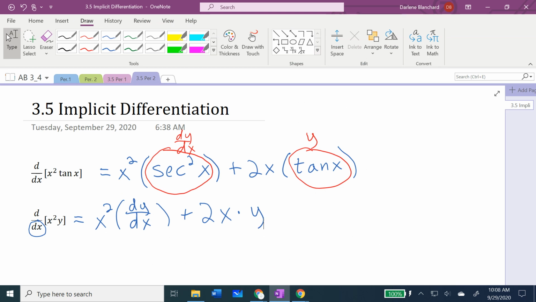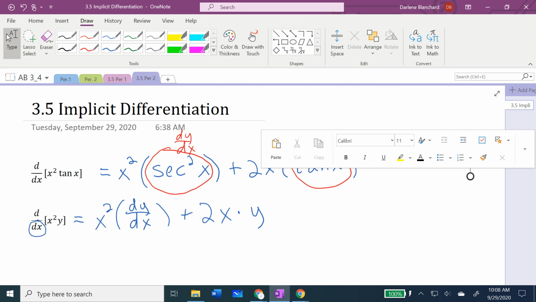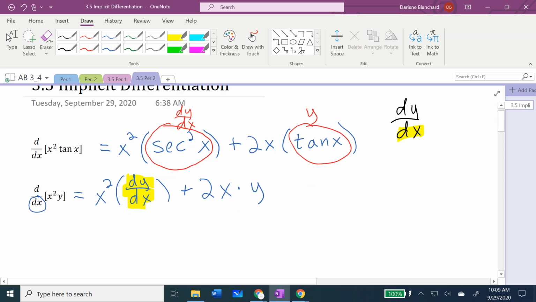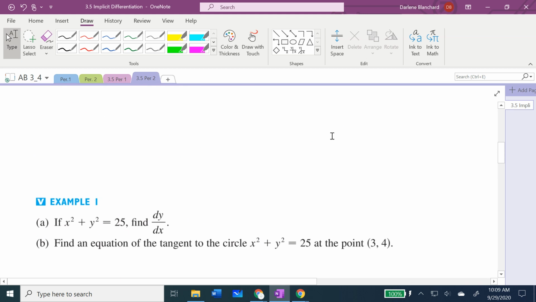So the key is when it asks you to find dy dx, this is what is telling you who you need to take the derivative with respect to. And the dy dx itself will naturally come out within the process if you just go with respect to that bottom variable. So let's get an example going. I'm going to move this example up.